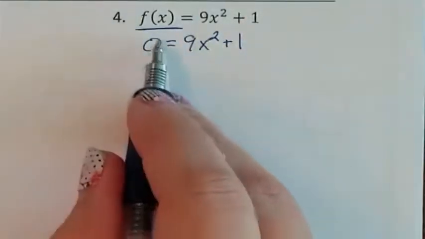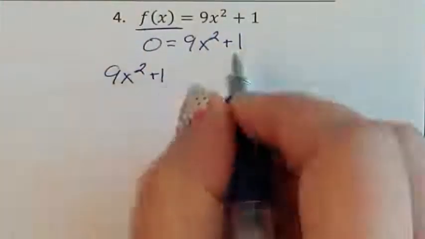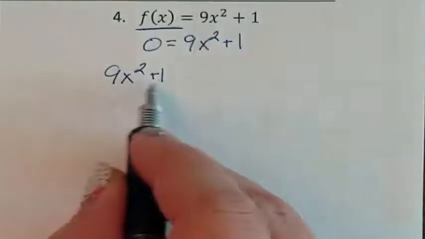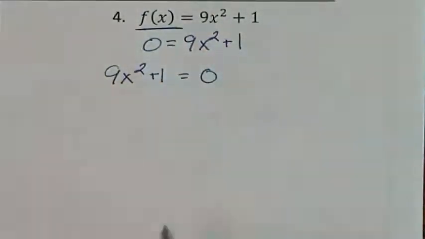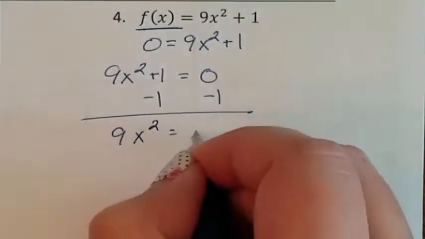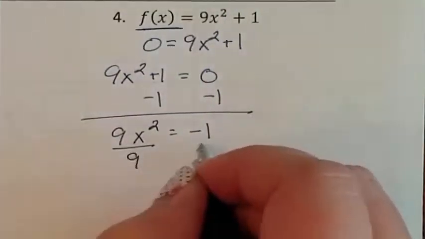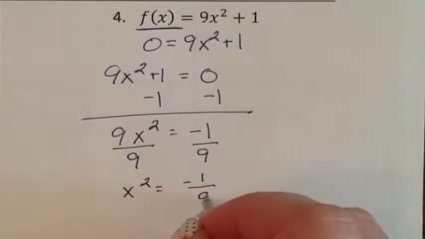If you don't like the 0 being on the left, you could rewrite this as 9x squared plus 1, the entire quantity, equals 0. You write it the exact way that you found it. So I'm going to subtract 1 from each side. So 9x squared equals a negative 1. Divide both sides by 9. So x squared equals a negative 1 all over 9.